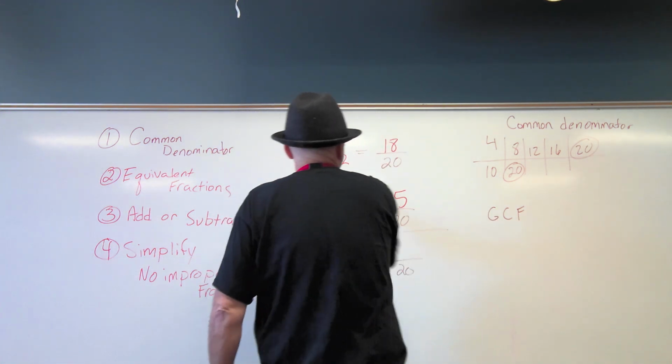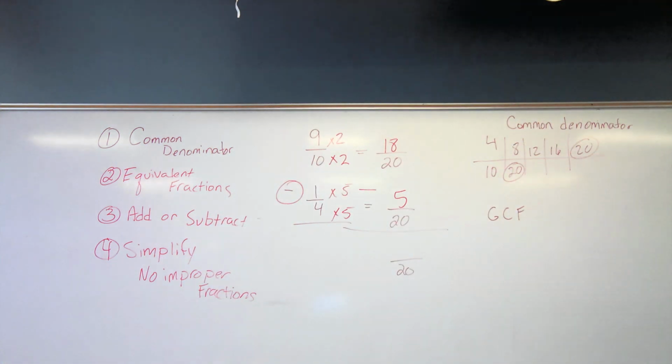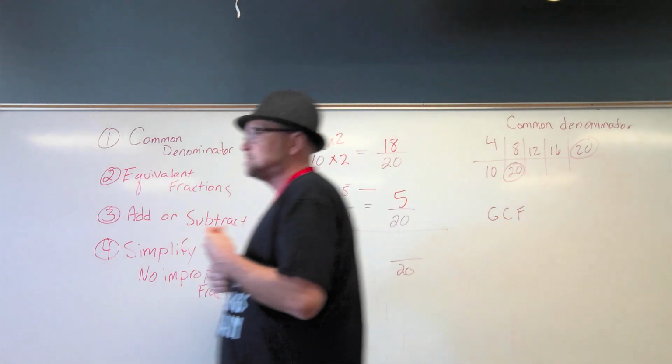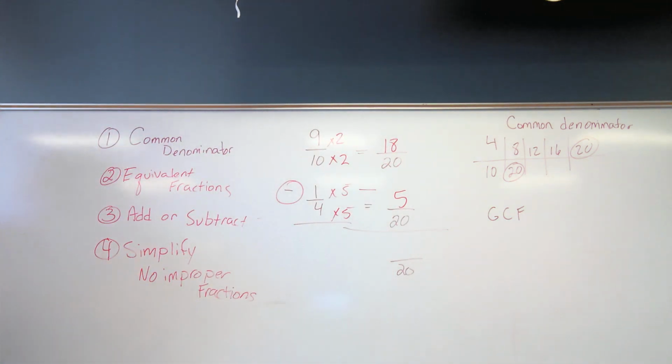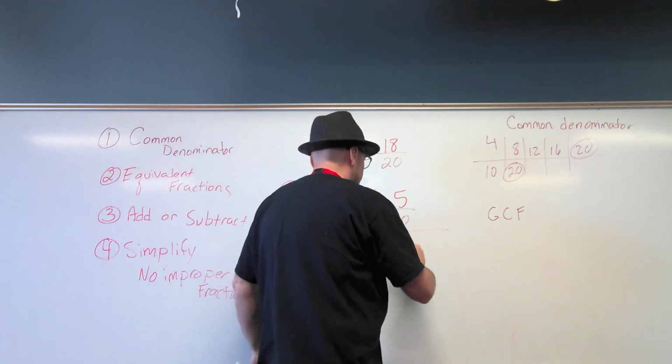Go back and check your sign. This is a subtraction problem. Maddie, 18 subtract 5 is? 13. So I have 13 twentieths.